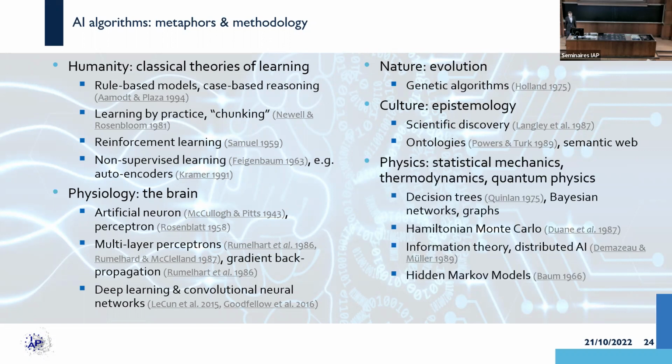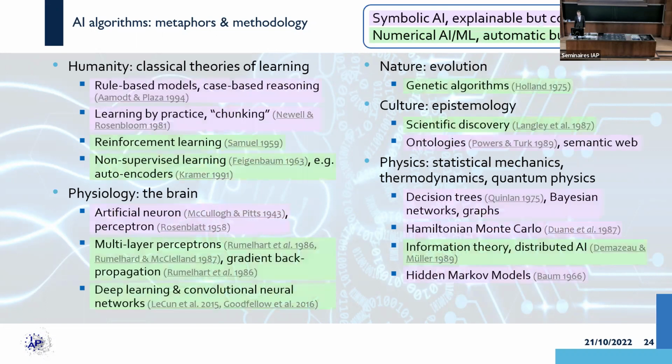And finally, of course, for us, analogies with physics, with statistical mechanics, with thermodynamics, with quantum physics. This is where you find things such as decision trees, Bayesian networks, graphs, Hamiltonian Monte Carlo, which uses Hamiltonian dynamics to explore probabilities, information theory and distributed AI, hidden Markov models, etc. So here are the metaphors.